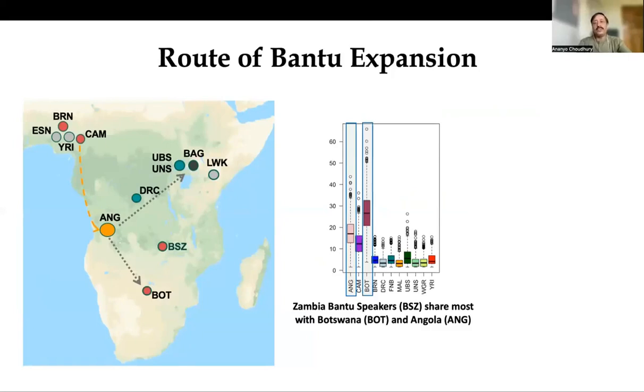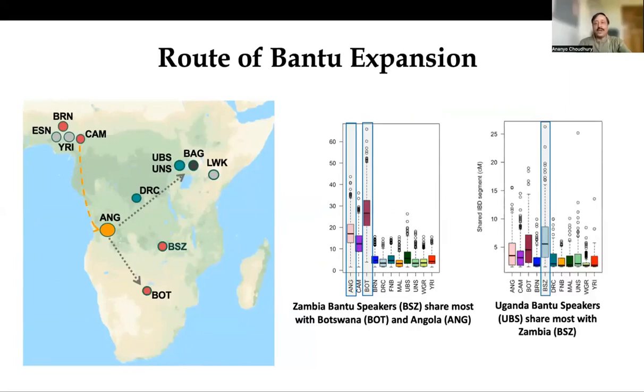So when we looked at sharing of a particular kind of genomic region known as IBD segments, we saw that the sharing of the Southern African Botswana was greatest with the Zambians. Also, East African Bantu speakers from Uganda were found to have the highest genetic affinity with Zambia among all Central and Southern African populations. Several additional analyses, including admixture modeling, also showed Zambia as the best intermediate population between Central, East, and South African Bantu speakers. Moreover, in comparison to a route via DRC to Zambia, a route via Angola seemed more likely.